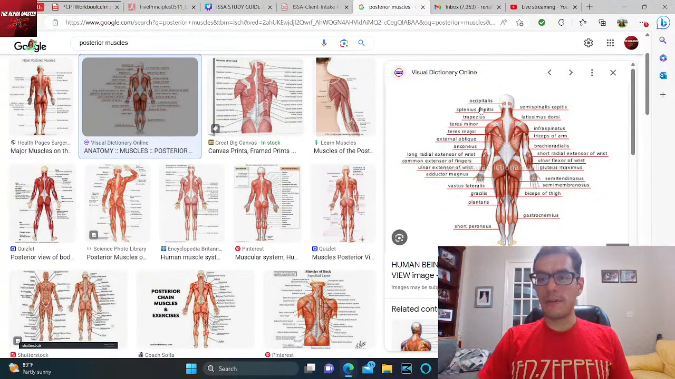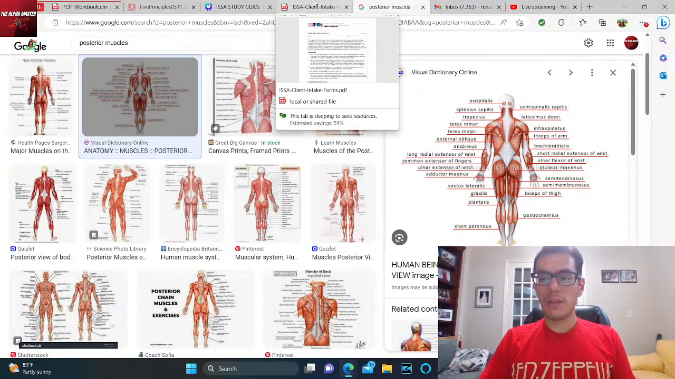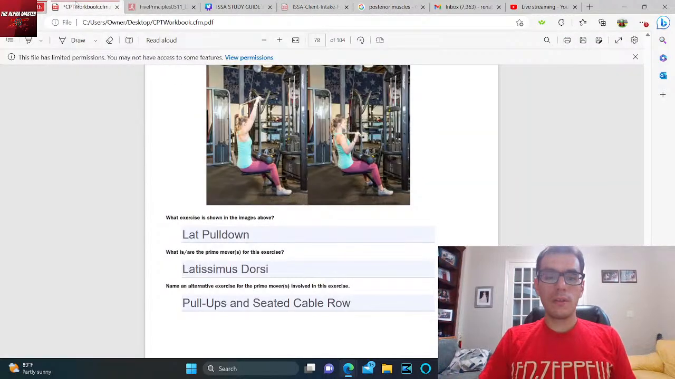Infraspinatus, latissimus dorsi, external oblique, teres major, minor teres major, latissimus dorsi, gracilis, the gastrocnemius, and the soleus, semitendinosus, semimembranosus, biceps femoris, gracilis, vastus lateralis, gluteus maximus, adductor magnus.